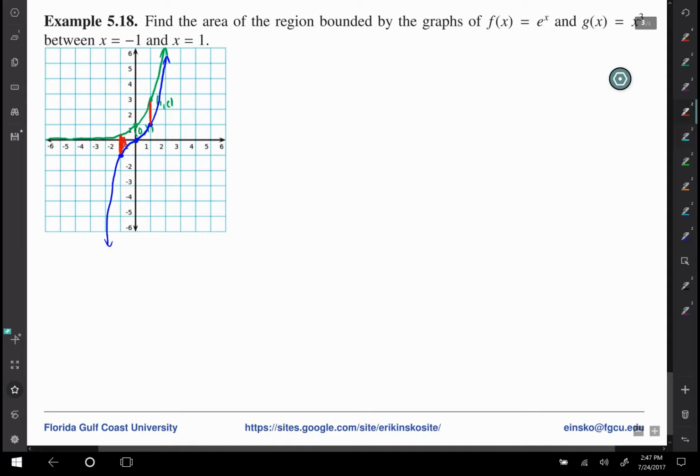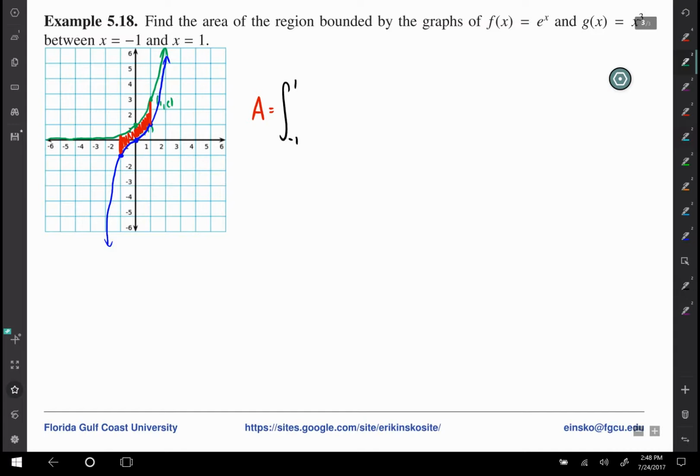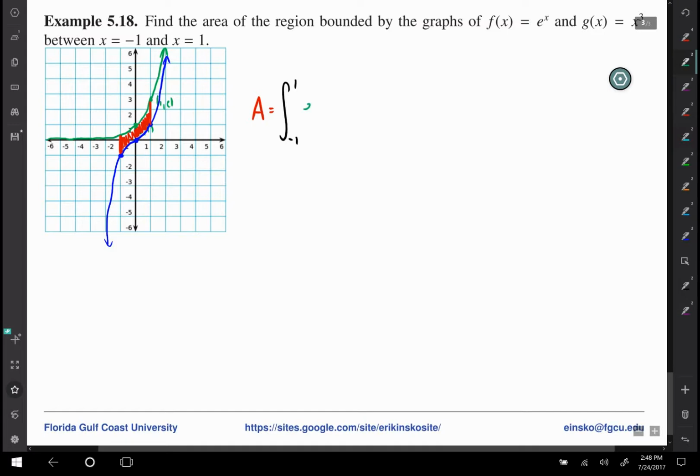So we're looking for this red shaded region right there. And the theorem says that this area should be equal to the integral from -1, the lower bound, to 1, the upper bound, of the upper curve minus the lower curve. So the upper curve is e to the x, and the lower curve in this case is x cubed. And we're taking that integral with respect to x.